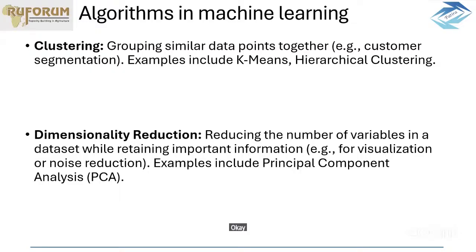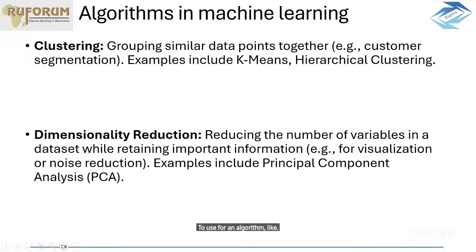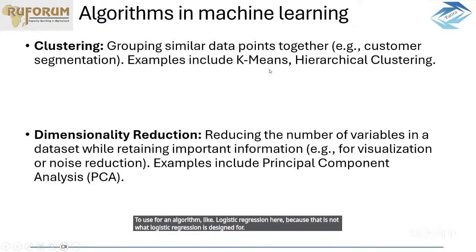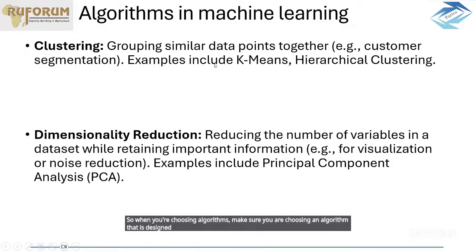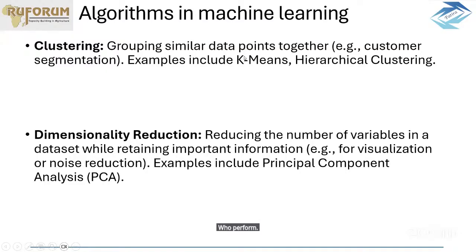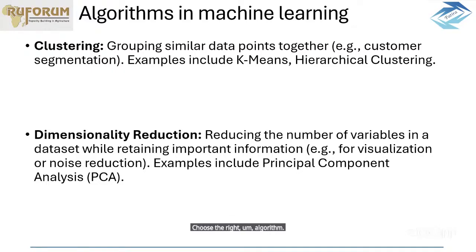Okay? But you cannot choose a model that is doing something else that is not clustering. For example, you cannot choose to use an algorithm like logistic regression here, because that is not what logistic regression is designed for. So when you're choosing algorithms, make sure you are choosing an algorithm that is designed to perform the function you need. If it is clustering, choose a clustering algorithm. If it is regression, predicting a numerical outcome, choose the right algorithm for the machine to learn, and then you can evaluate them.